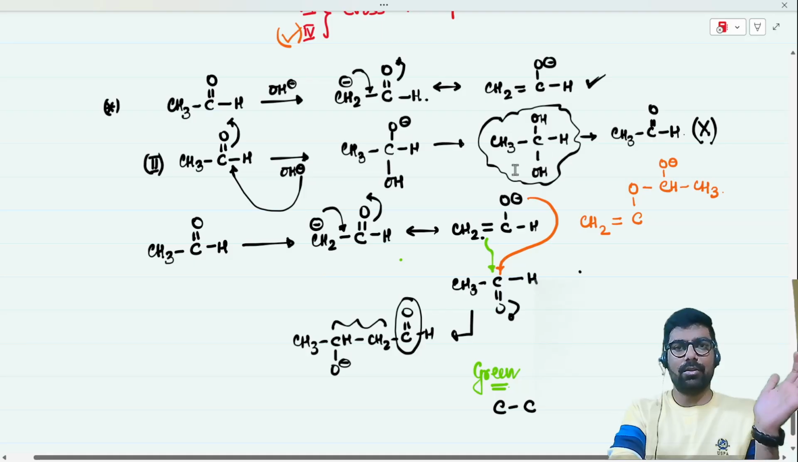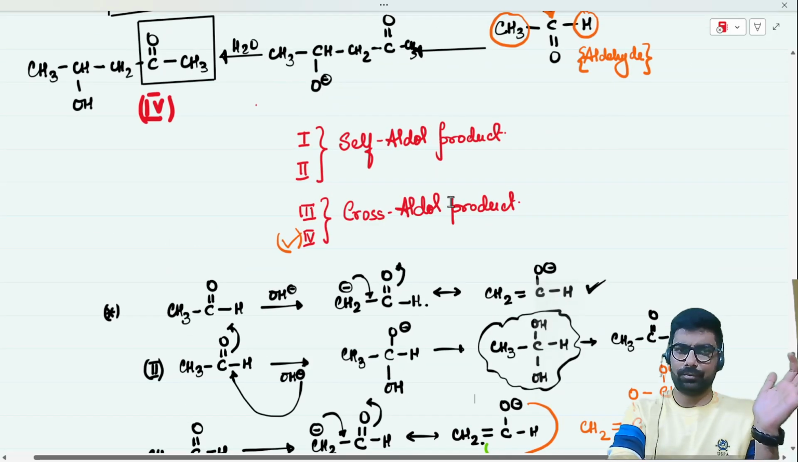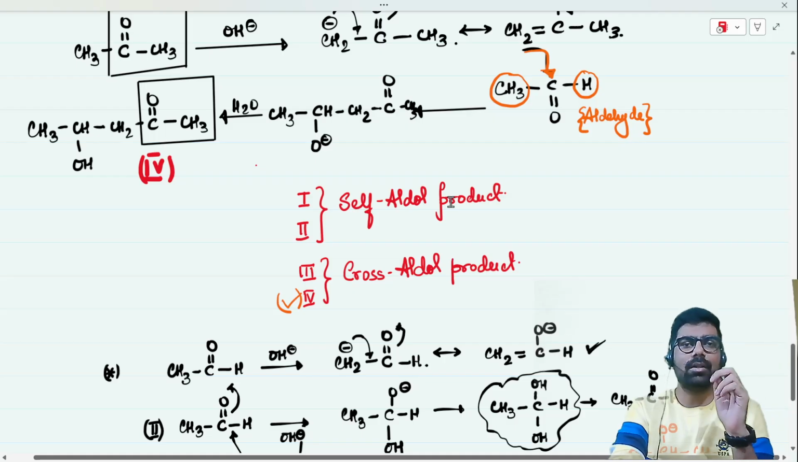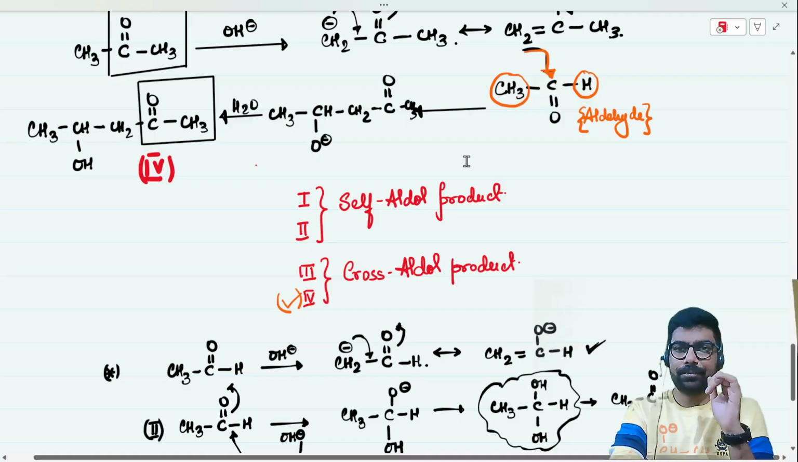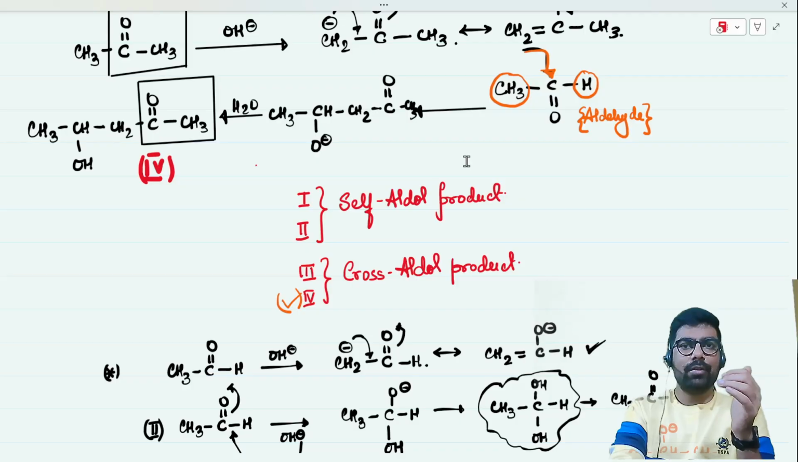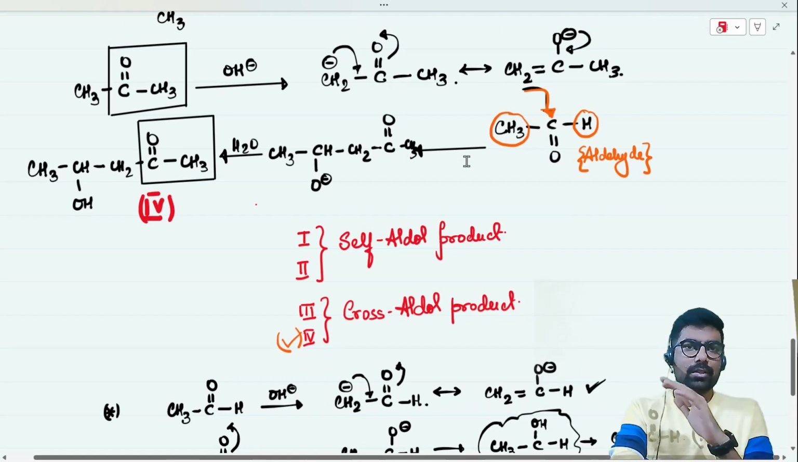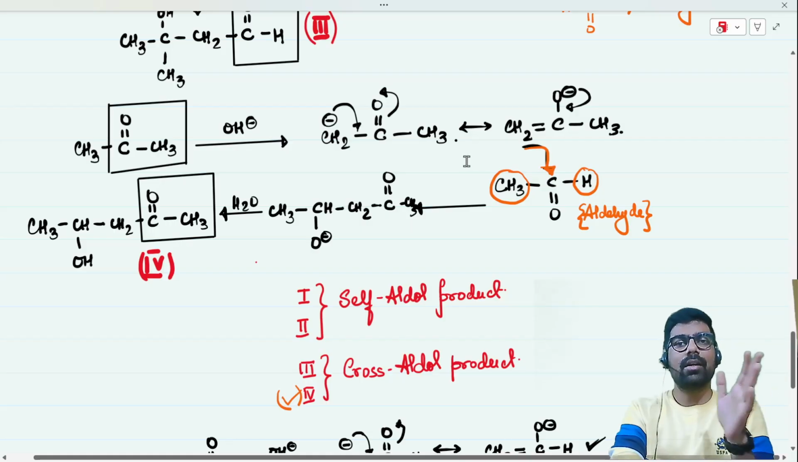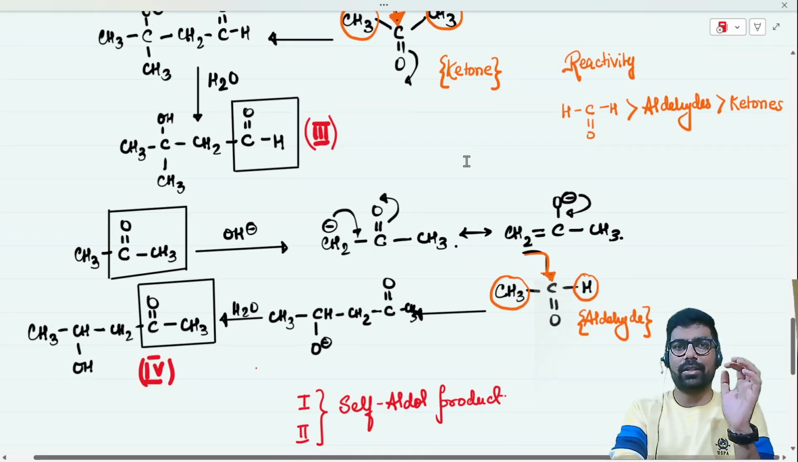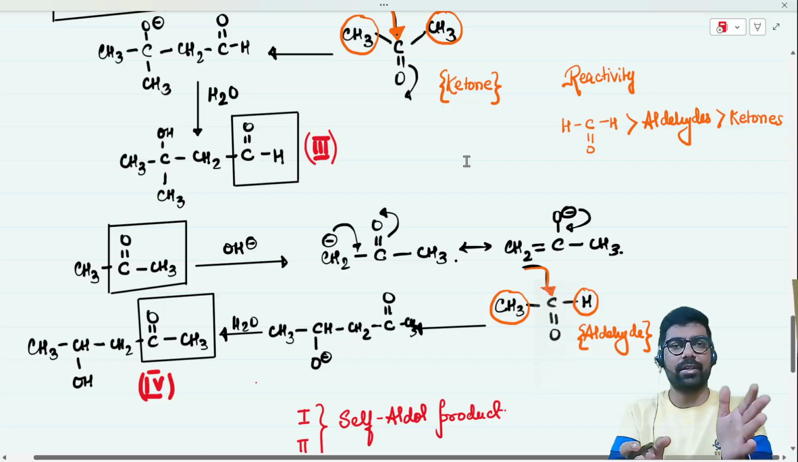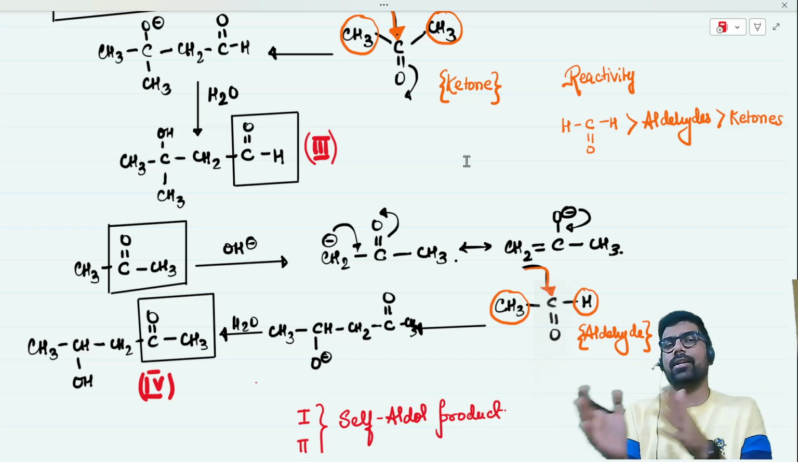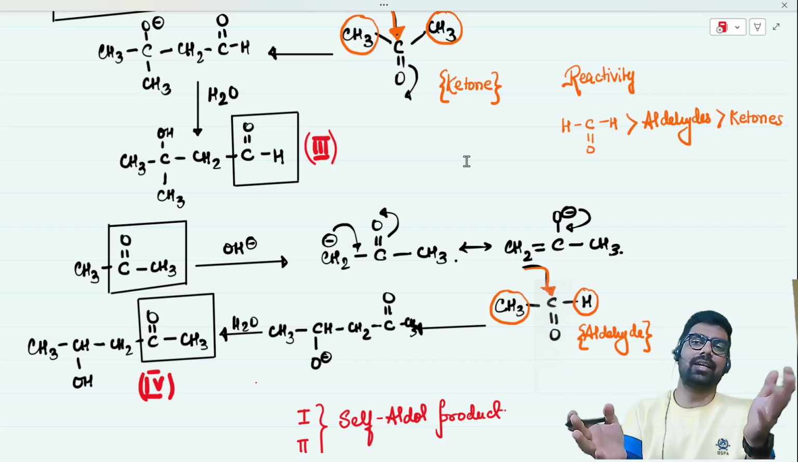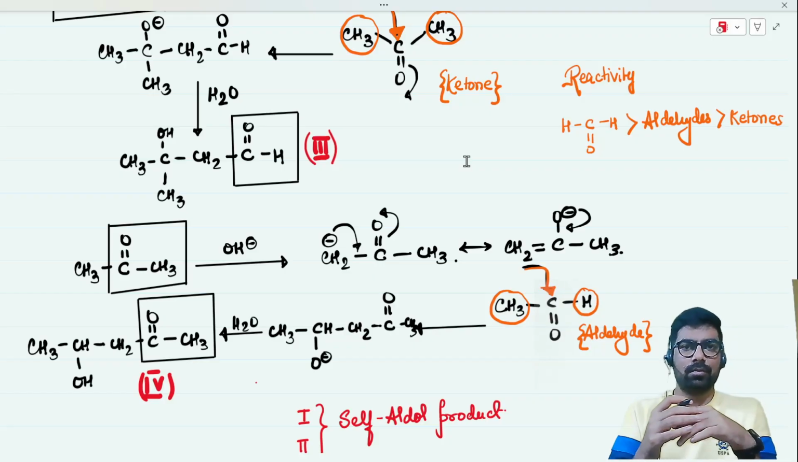Self aldol always takes place when there is a reaction between two compounds. Self aldol will always take place along with cross aldol, right? And between the cross aldol products, we can find out which one is a major product and which one is a minor product based on the reactivity of the substitution reaction, right? If the substitution reaction is taking place on a less crowded carbonyl compound, if we are comparing between an aldehyde and a ketone, it will always be the aldehyde that favors the reaction compared to the ketone.